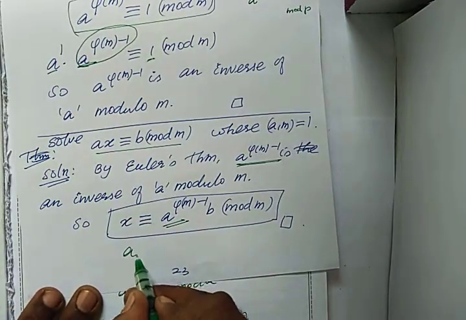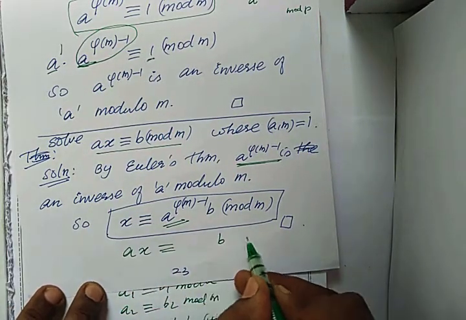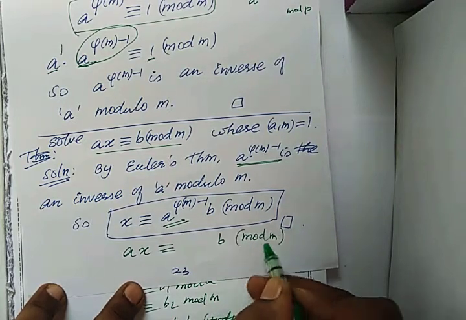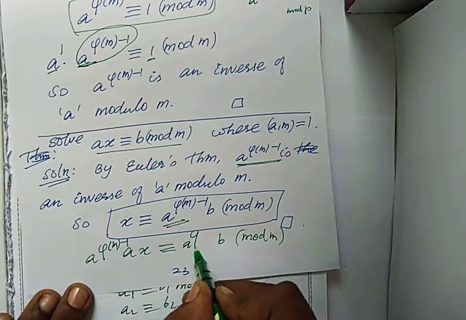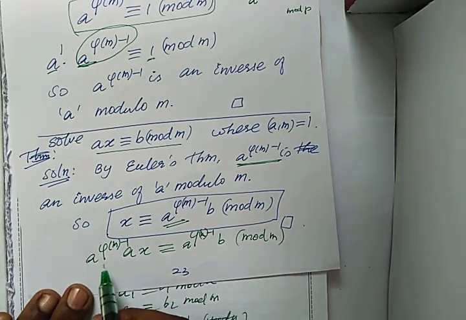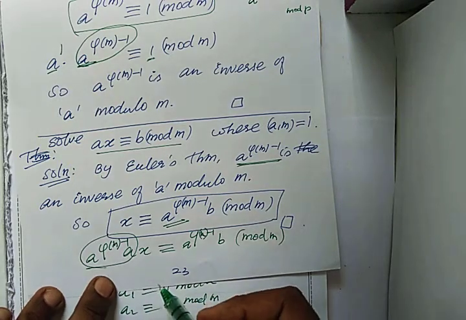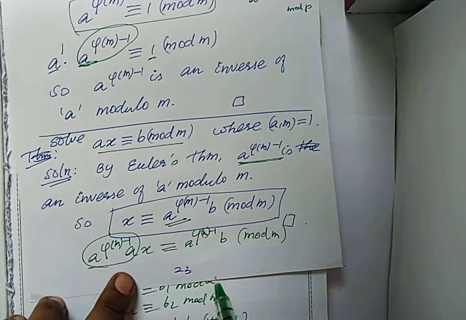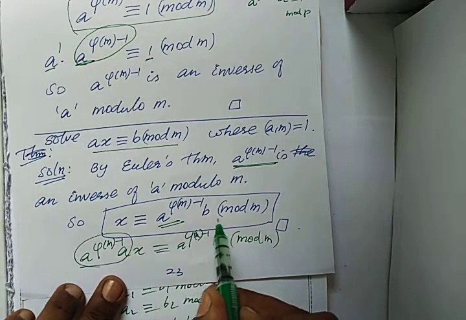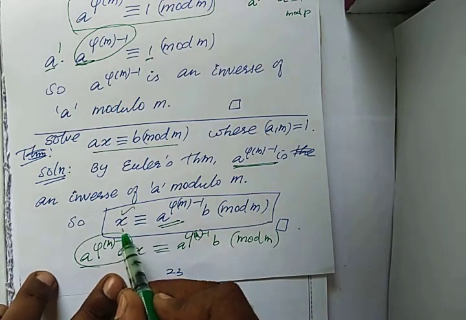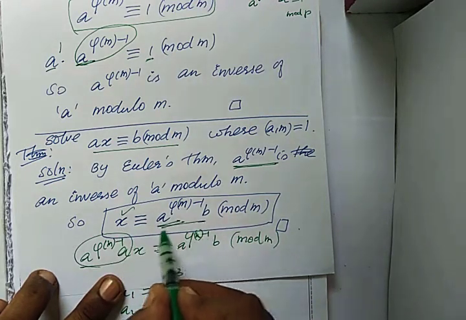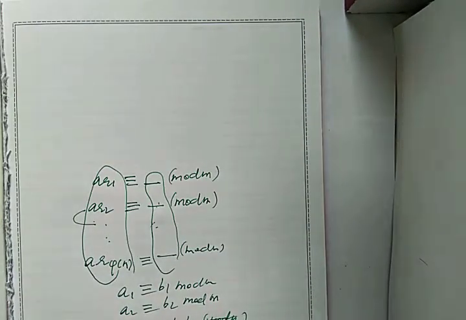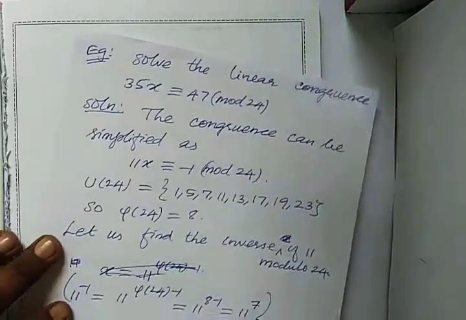See, the given equation is ax is congruent to b mod m. I am multiplying on both sides by a to the power phi of m minus 1. But a times this together becomes 1 modulo m. So I am getting the rest, and I have got my x. So our solution is x congruent to a to the power phi of m minus 1 times b mod m. So we can solve some linear congruences very easily. Now let us see an example.